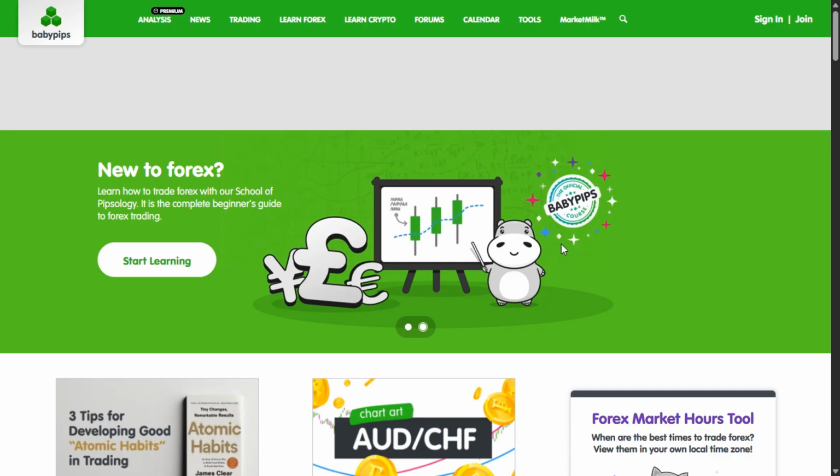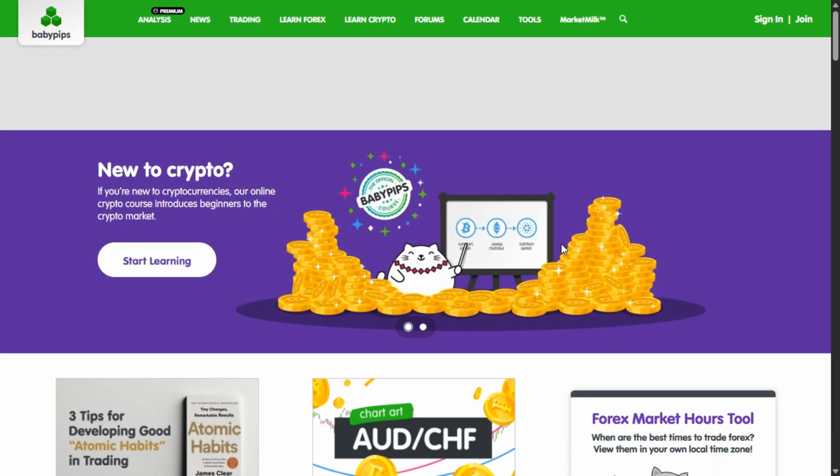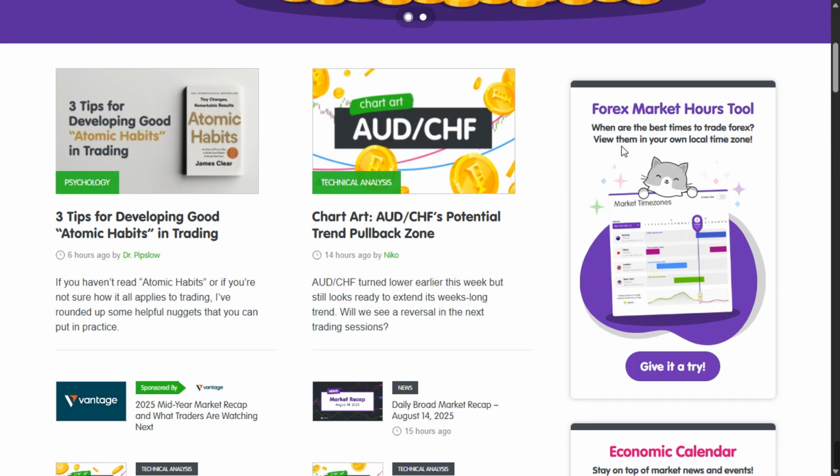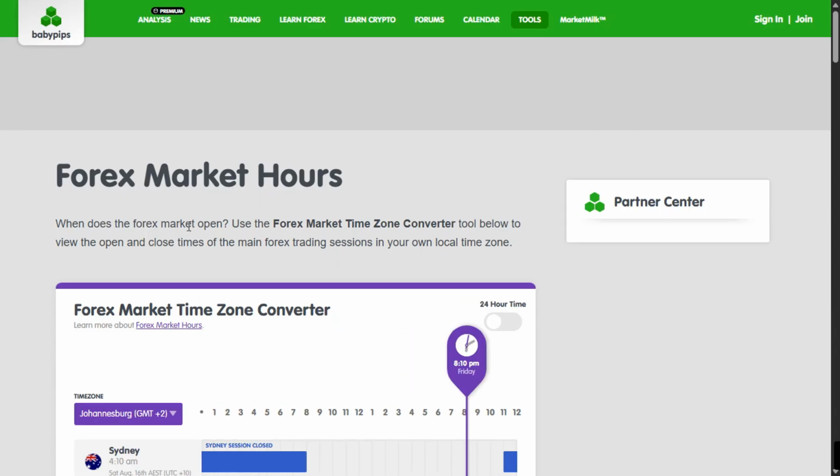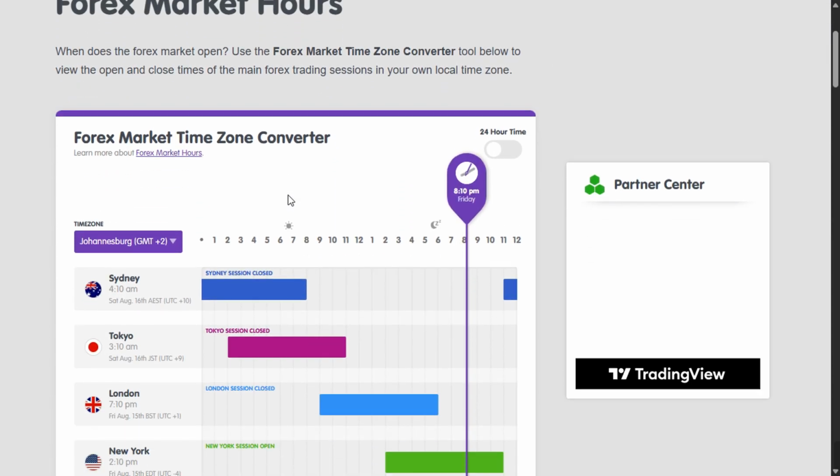So, in case you're wondering, how exactly do these sessions work? Let's do a quick walkthrough. Open your web browser and head over to babypips.com. Once you're there, scroll down and find the Forex Market Hours tool. Click on that, and you'll see the Forex Market Time Zone Converter.